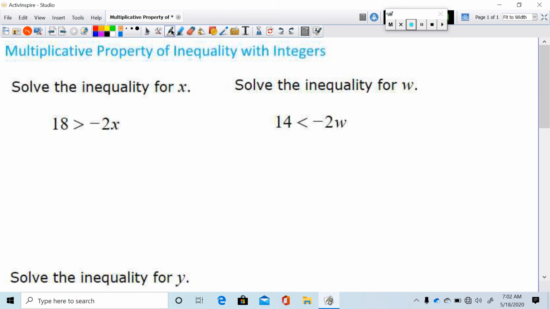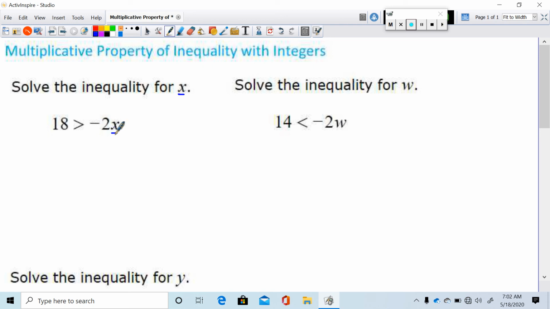Okay, inequalities in integers, you have to be careful because if you multiply or divide an inequality by a negative sign, you have to flip the inequality. So our goal here is to get x by itself. However, it has a negative 2 stuck to it.